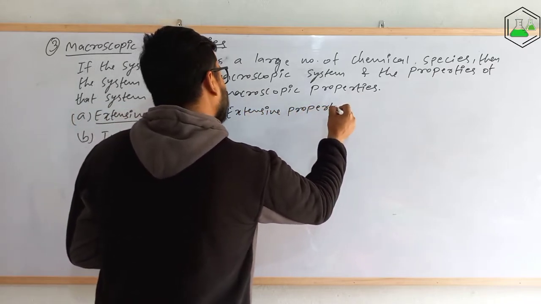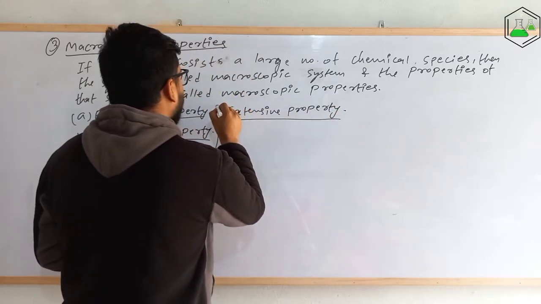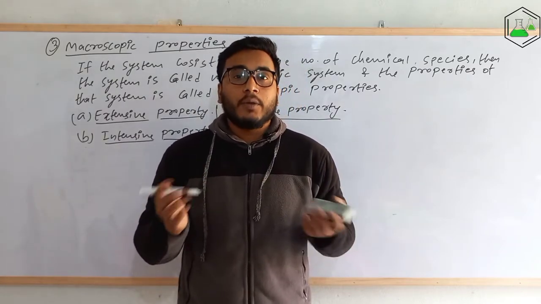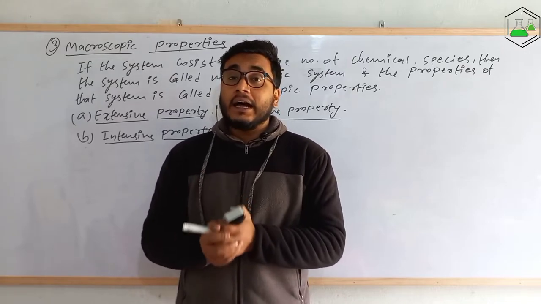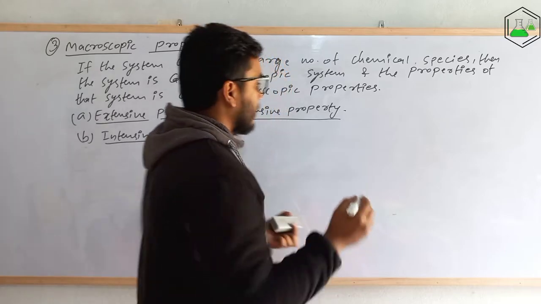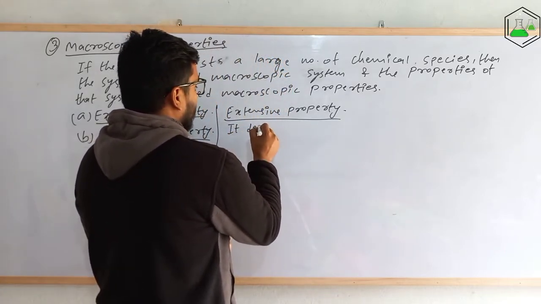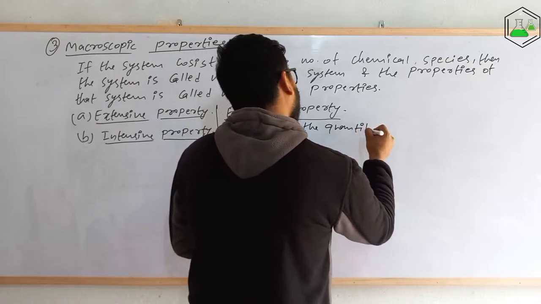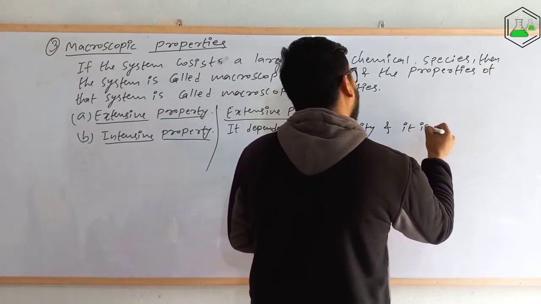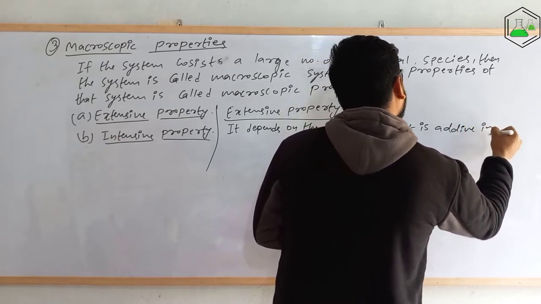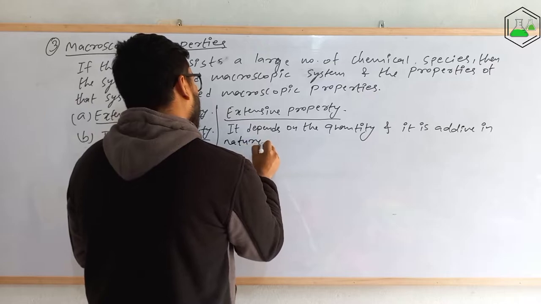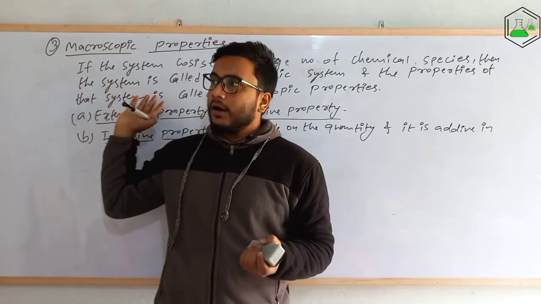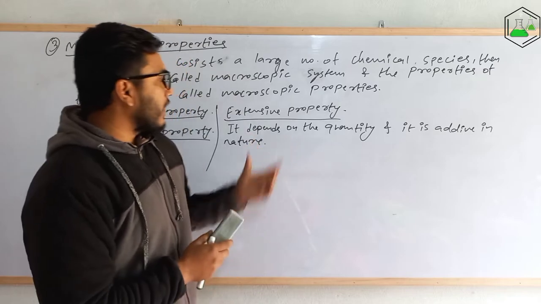Extensive property is the property of the macroscopic system which is related to the amount of substance. It depends on the amount of substance, and they are additive in nature as well. So it depends on the quantity, and it is additive in nature. So all the properties which depend on the quantity of the matter present in the macroscopic system, and if they are additive in nature, are called extensive properties.